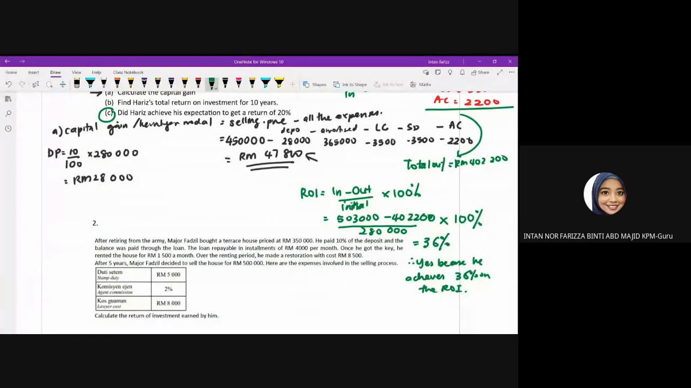I tak jawab B eh. Alamak. Okay, B girls. I skip lah, A straight away go to C. Okay, B. Find Haris total return on investment. Okay, total return, very easy. It's part of the formula of the ROI tadi, which is in minus out. Okay, so what's the in? In just now was 503,000 minus 402,200. So this is the total return. Okay, so it is 100,800. So total return is actually part of the formula in ROI. It is the top one here. Okay, sama saja. That's total return.